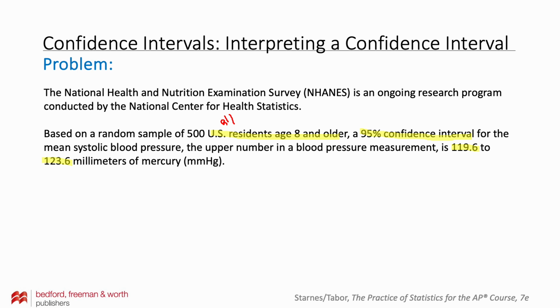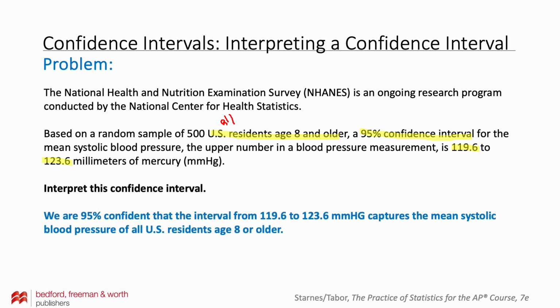So from there, let's make sure that we know how to write it. We're going to interpret the confidence interval. So we would say we are 95% confident that the interval from 119.6 to 123.6 millimeters of mercury captures the mean systolic blood pressure of all U.S. residents age 8 and older.